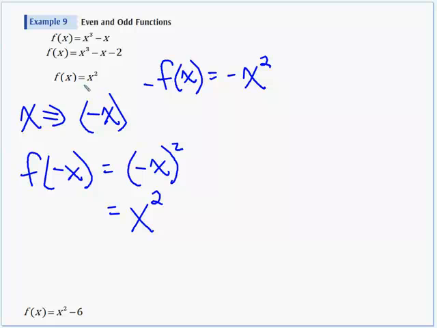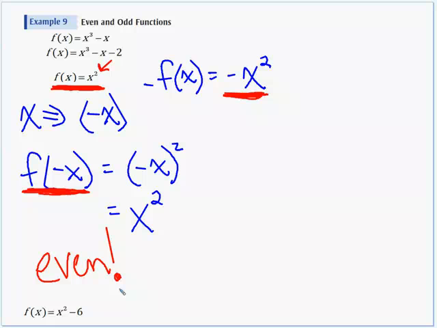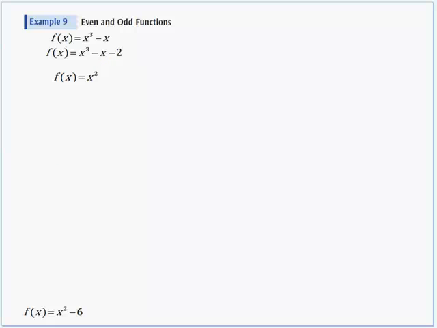Does that match option 1, the original function? Yes, it does. And it automatically does not match option 2, the negated function. So if our function is exactly the same, if f of x is the same as f of negative x, we have just found an even function. And let's see what we have here.